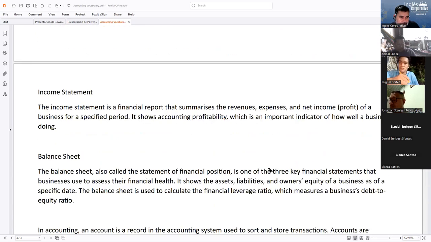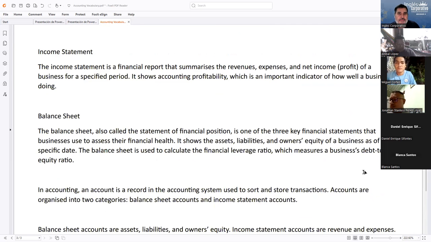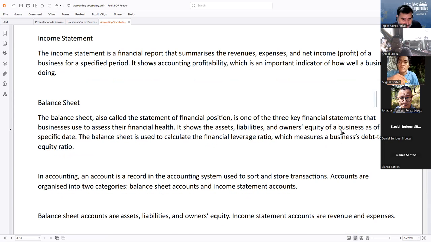Expenses, we already explained expenses. Balance sheet. The balance sheet has all of the details. It says the balance sheet, also called the statement of financial position, is one of the three key financial statements that businesses use to assess their financial health. It shows the assets, liabilities, and owner's equity of a business at a specific date. What's the meaning? How much you have, how much you owe, and the difference. So that's the balance sheet.